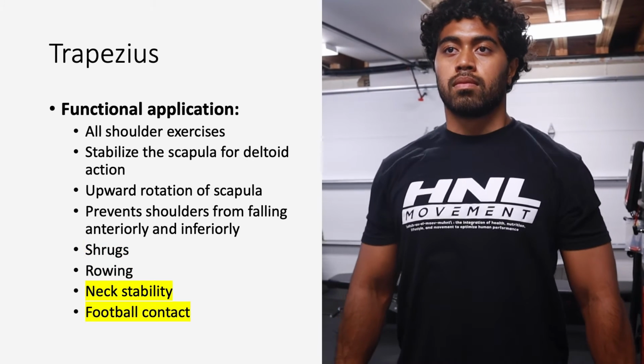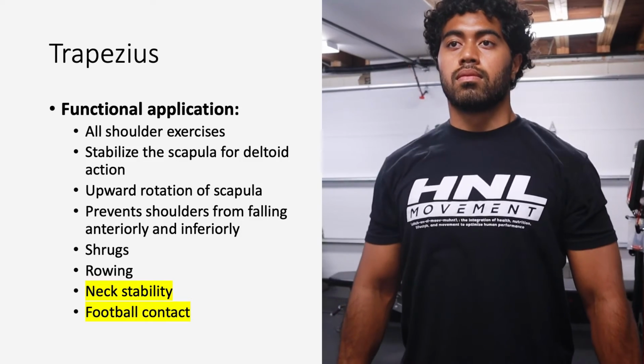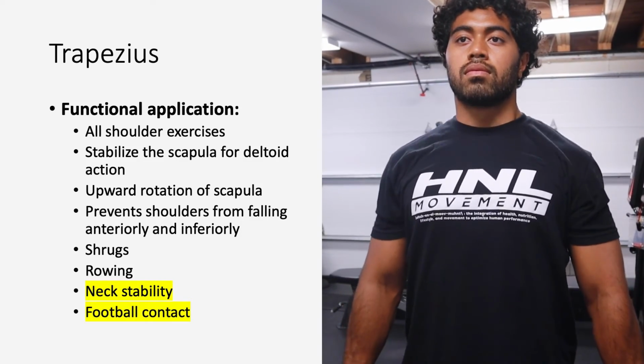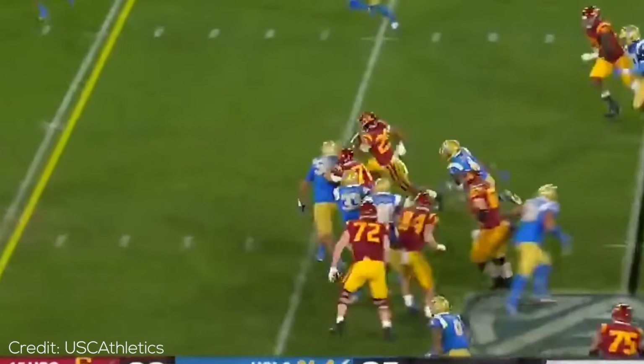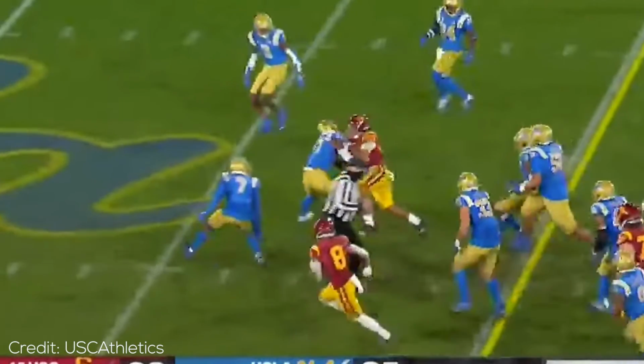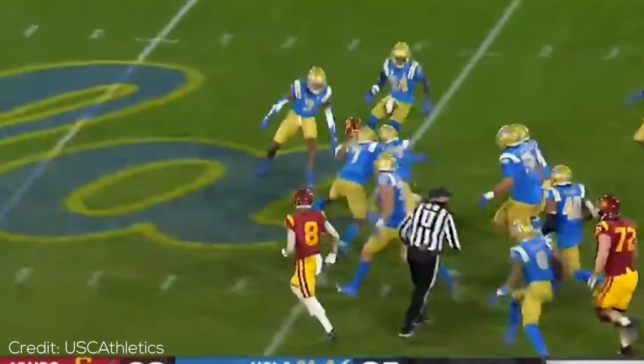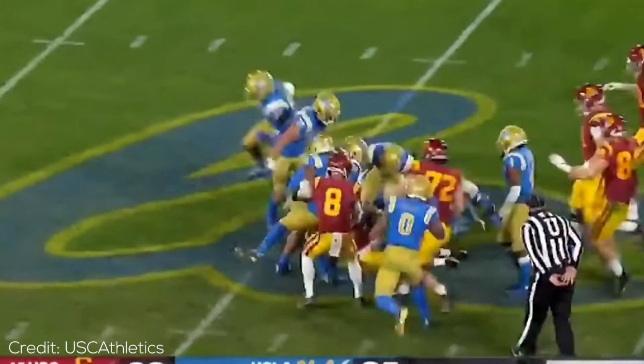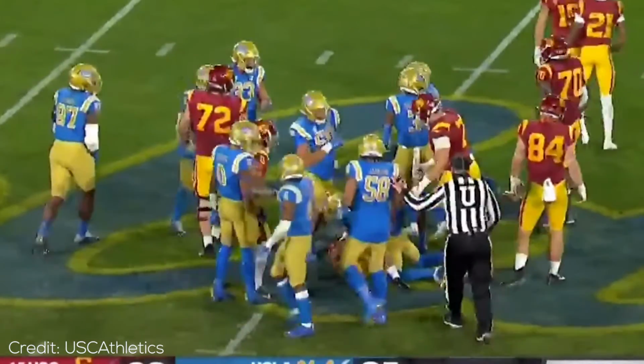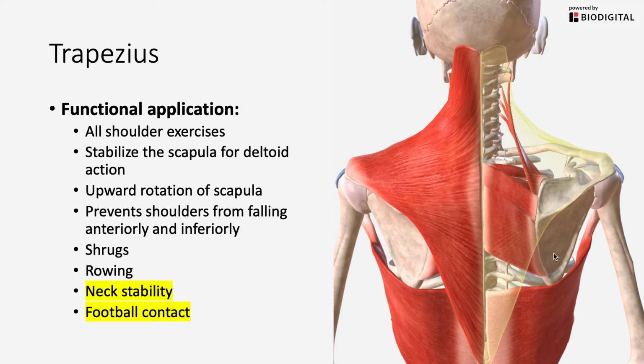Because of its orientation, you use your traps, especially the upper trap, for a lot of neck stability. In football especially, it's primarily used to absorb contact so that your shoulder does not depress when taking the collision or the hit. So these are all functional applications of what your trapezius does. It provides a lot of scapular stability, keeping the scapula and shoulder girdle in place, counteracting forces of gravity or anything that's depressing your shoulder.